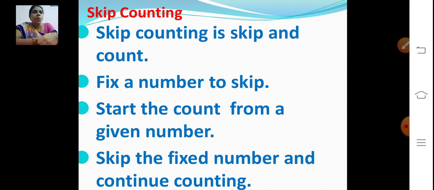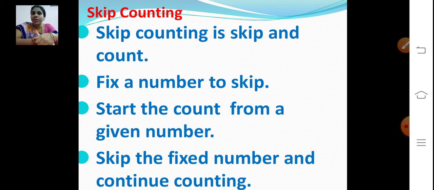Skip counting is skip and count. What do you mean by skip counting? You're going to skip and count the numbers. Fix a number to skip. For example, what number are you going to skip? Whether you're going to skip by 2s, 3s or 5s, like that. You're going to fix a number to skip. Start the count from a given number.